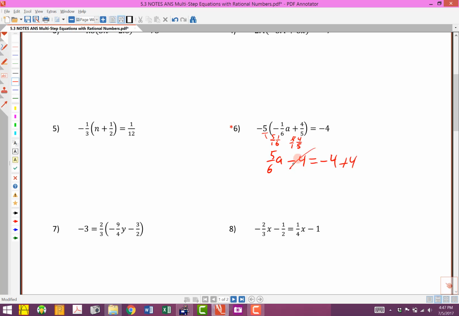Add 4 to both sides, so that would make this a 0. Again, just move that to the other side, it becomes positive. So this is going to be 5/6 a, and then over here we have negative 4 plus 4. Again, hopefully that's something we're pretty good at. Different signs, we find the difference. Difference happens to be 0.